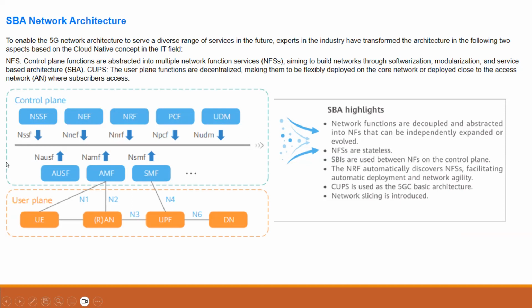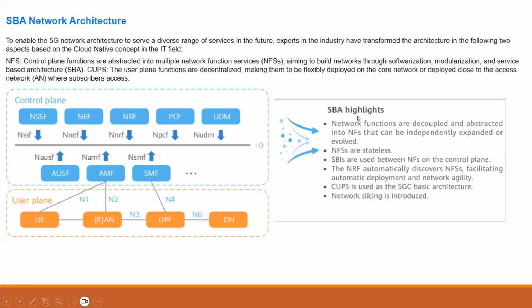So the control plane is basically your SBA, and your user plane is basically the traditional architecture. Okay, so your network functions are decoupled and abstracted into NFs that are independently expandable. So if you need to do some expansion in AMF, you just need to expand AMF. Or if you need to increase the capacity of session management, you just need to expand SMF. So you don't need to expand multiple NEs for one specific requirement. If you have an issue in your throughput, you need to just expand your UPF.